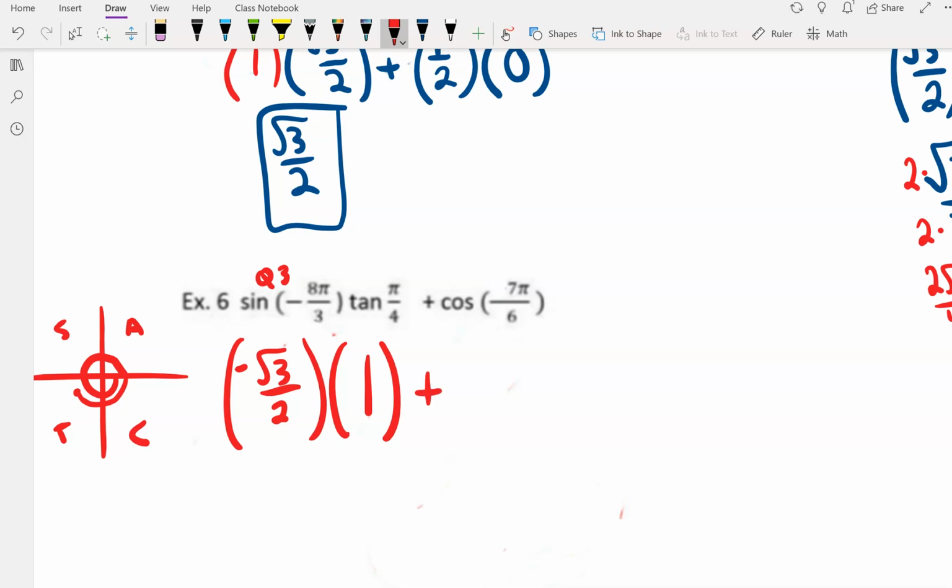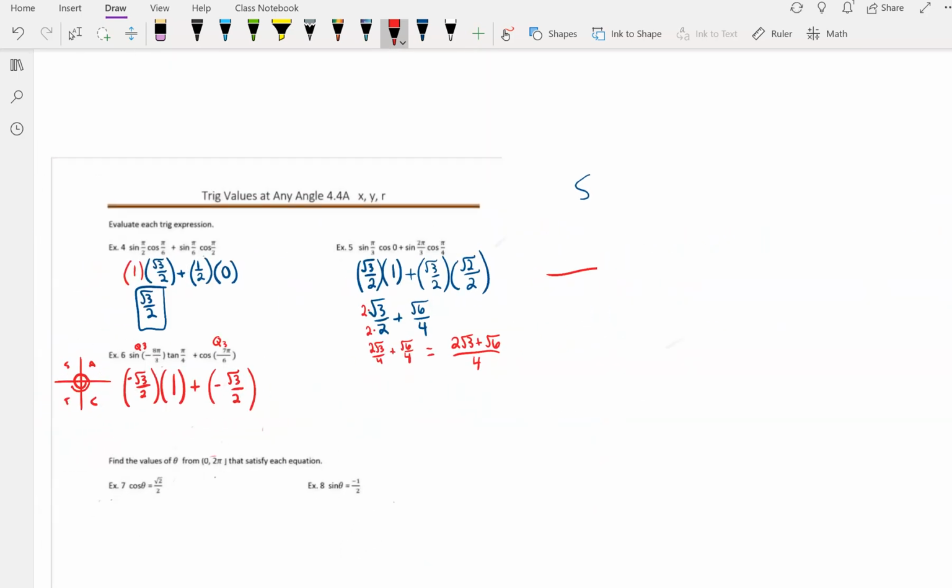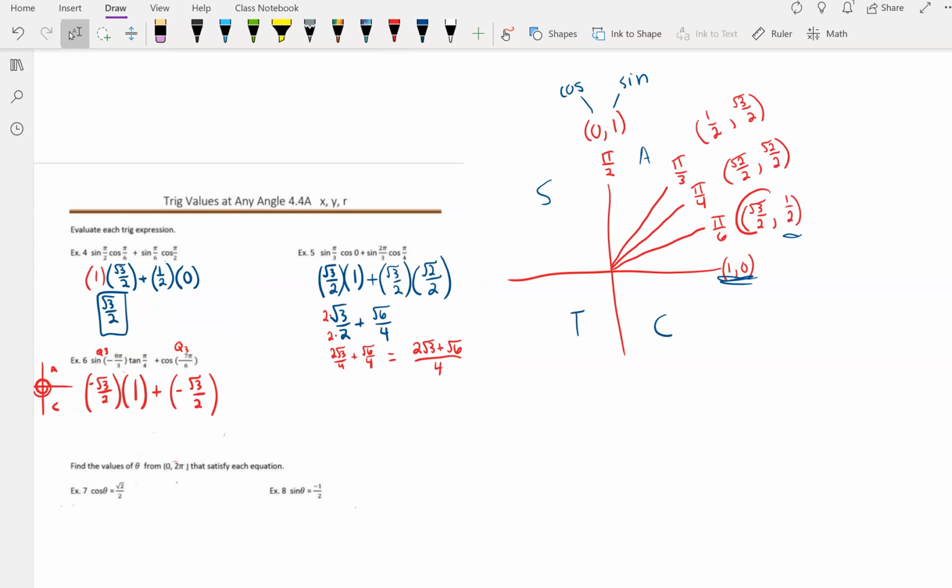And then the next one, cosine of 7 pi over 6. So 7 pi over 6 is in the third quadrant. And since that's in the third quadrant and it's cosine, it's going to be negative because only tangent's positive. Tangent and its reciprocal are positive in that quadrant. And then cosine of pi over 6 is root 3 over 2. Remember, you can look at the unit circle. Cosine of pi over 6 is root 3 over 2.